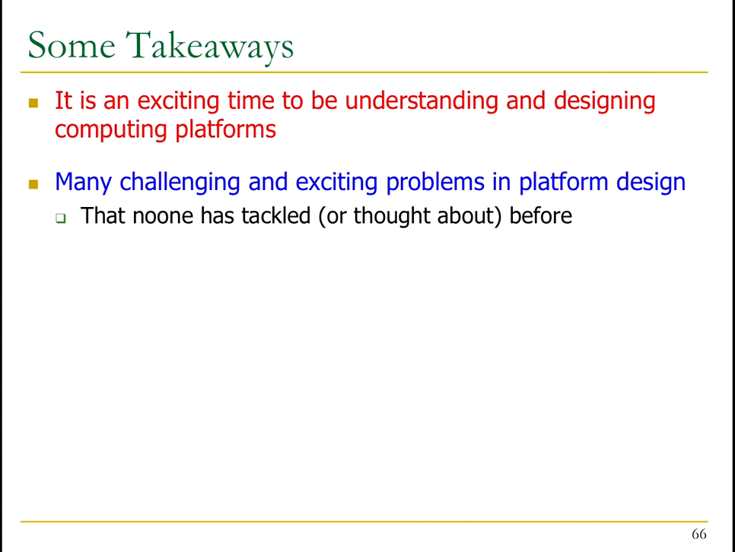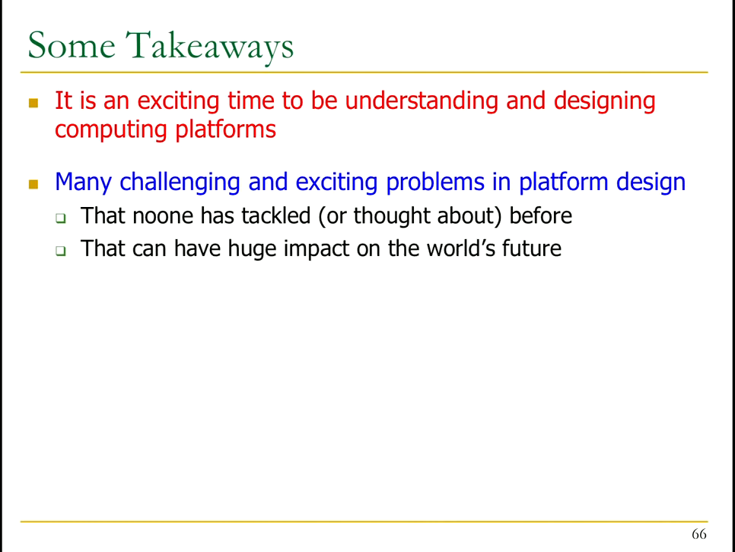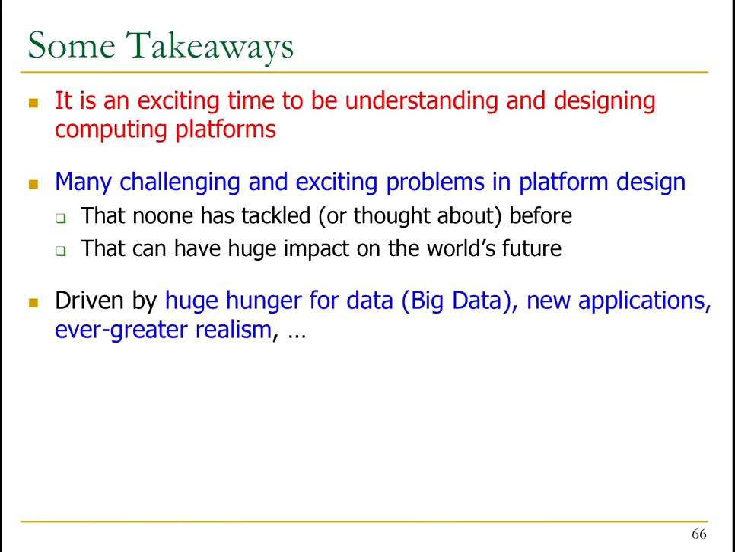And there are other things. The scale of data is another example. We've never reached the scales of data that we've had in systems in the past. That can have a huge impact on the world's future and human life. And this is driven by applications on top, problems on top, huge hunger for data, big data. I don't like the word, but it exists. Basically, this can enable many, many things, right? New applications, a lot of solutions to many, many problems we can potentially have, and even greater realism.